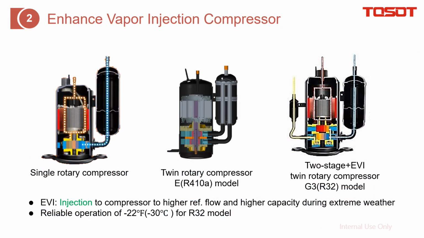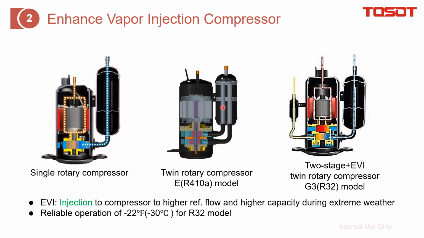This slide is the summary of all the compressors for the Versatility. You can find that, compared with the very traditional single rotary compressor, the R14A series already uses twin rotary. And for the Versatility 4, this one is also two-stage, also twin rotary. But there is an EVI, and here is how the EVI works.